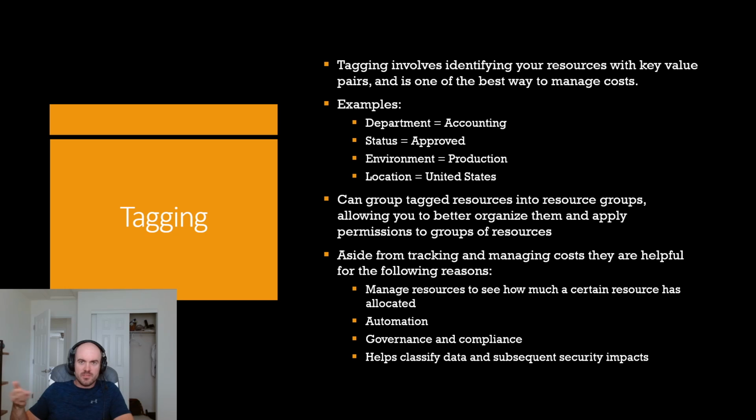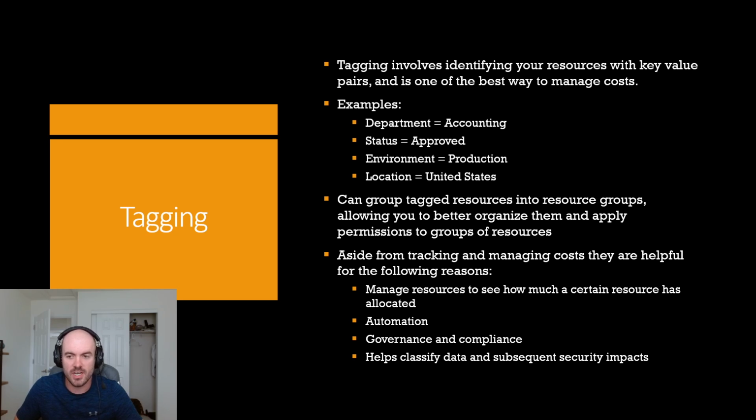Okay, so you can specify just dozens of tags. There's going to be different tag limitations based on what service or resource you're actually tagging, but it's very rare that you run into a situation where you need more tags than you're allowed to have. Okay, you can group your tagged resources into resource groups, which will allow you to better organize them and apply permissions to groups of resources. So, kind of the same way that you would manage IAM groups by just applying permissions to the groups that will be inherited by everything in the group.